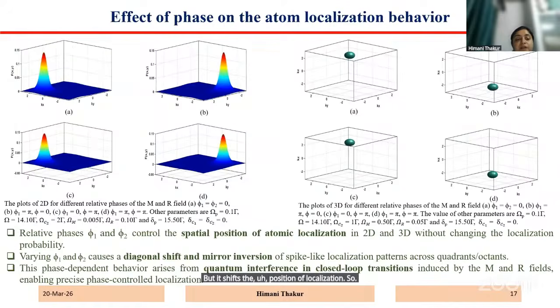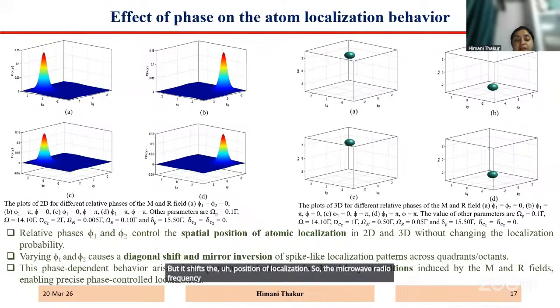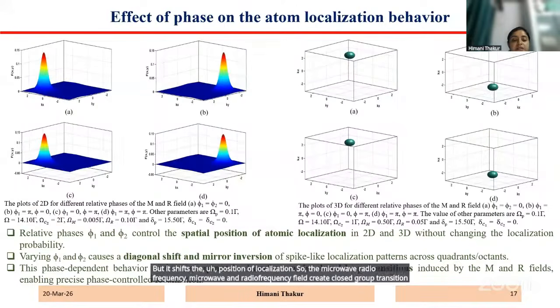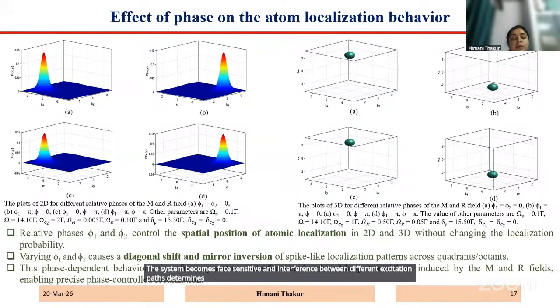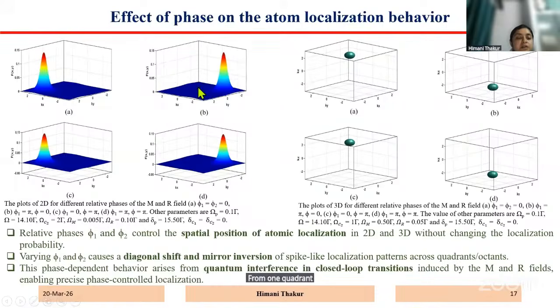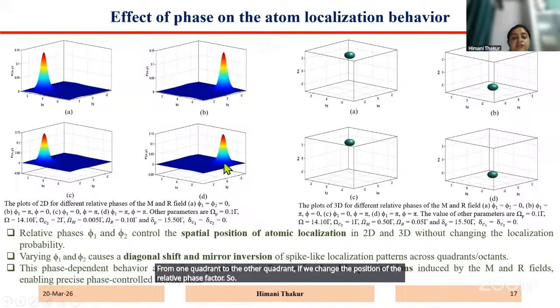So the microwave and radio frequency fields create closed loop transition pathways. Because of this, the system becomes phase sensitive, and interference between different excitation paths determines the localization position. In this case, the atom localization shifted from one quadrant to the other quadrant if we change the relative phase. So basically this is due to the microwave and radio frequency fields.